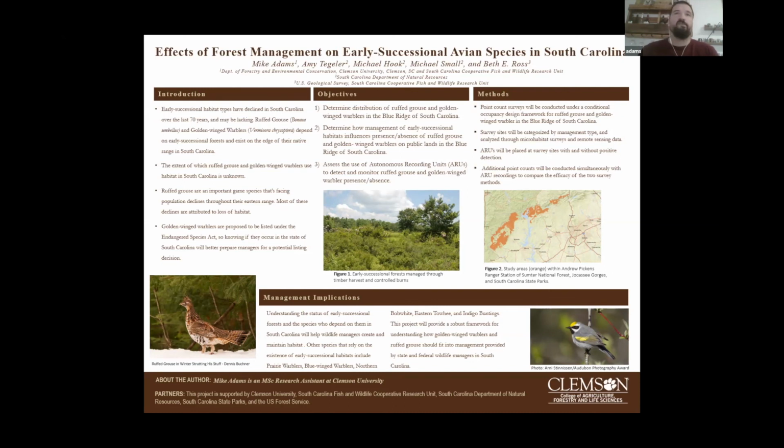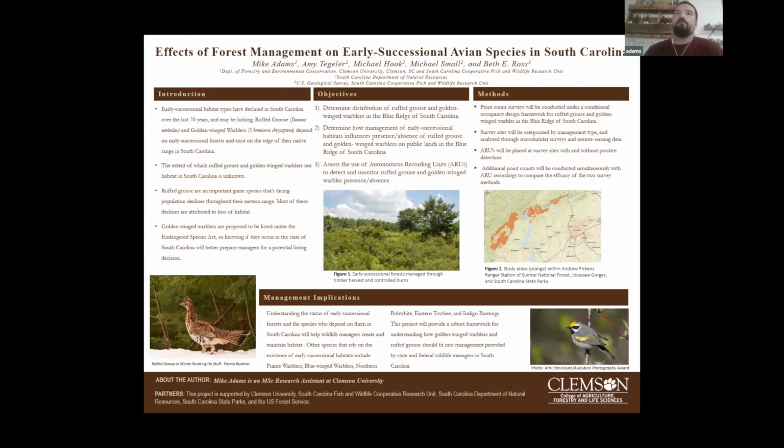Both species exist at the edge of the range in South Carolina. They would be confined to the Blue Ridge region. Ruffed grouse are declining throughout the eastern range and have been put on the endangered species list for a couple states only in the past year. And golden winged warblers are proposed to be listed under the Federal Endangered Species Act. So knowing where and how they're using habitat in South Carolina will help managers prepare for potential listing.